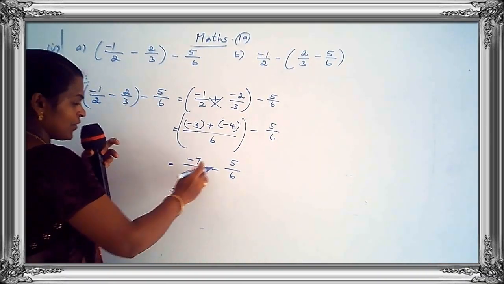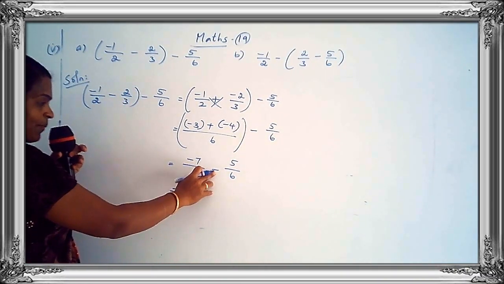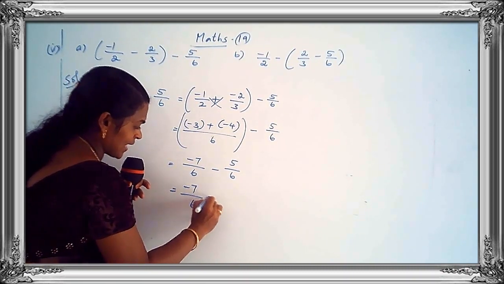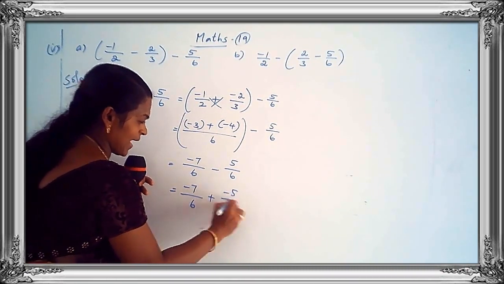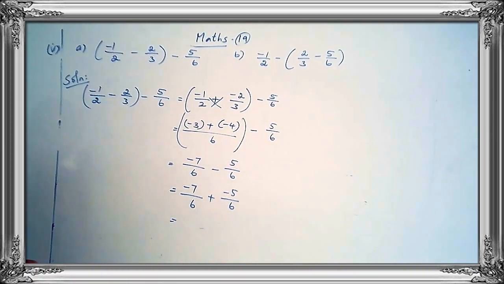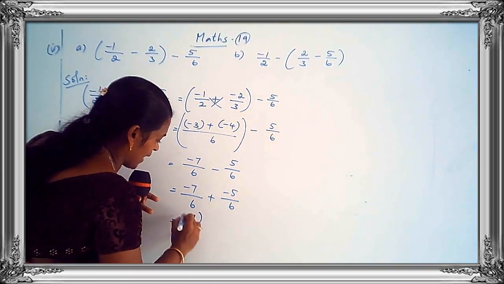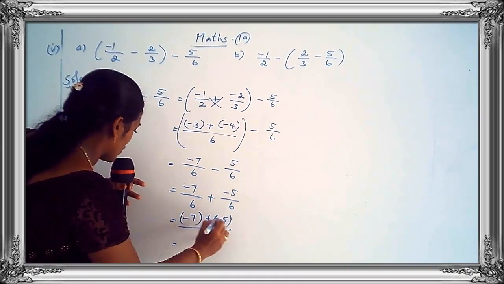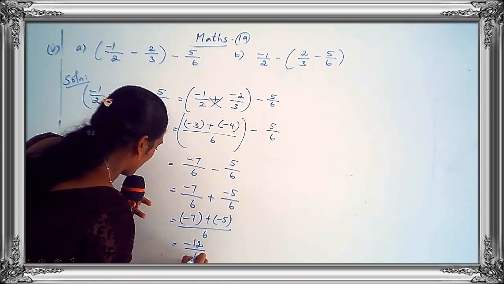Okay children, you see here also a subtraction operation, so convert into plus. At that time you put the additive inverse, that's why minus 5 upon 6. Now you see here the denominators are the same, so it is so easy. Yes children, so we add only the numerators. Here the numerators are minus 7 and minus 5, so we add: minus 7 plus minus 5 is equal to minus 12, over denominator 6. So your answer is minus 12 upon 6.